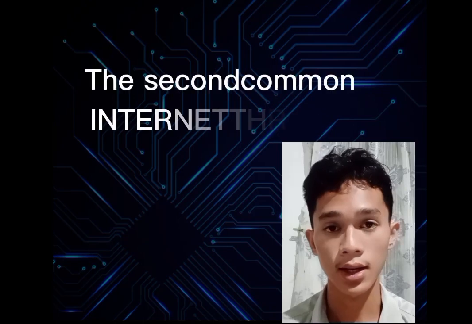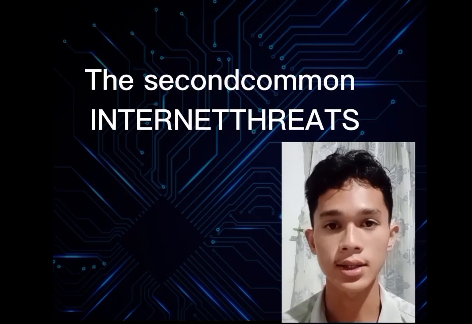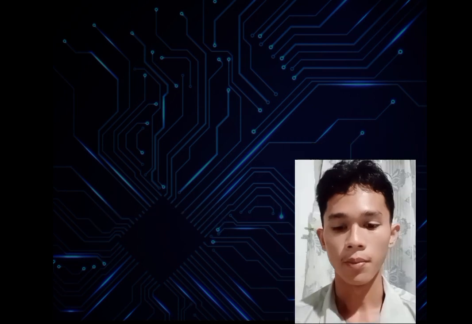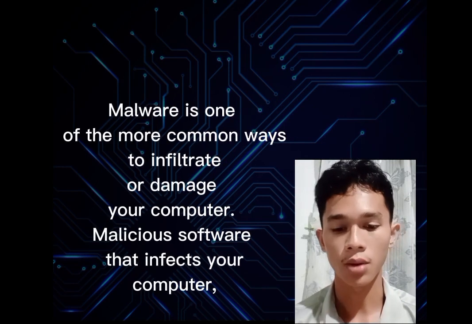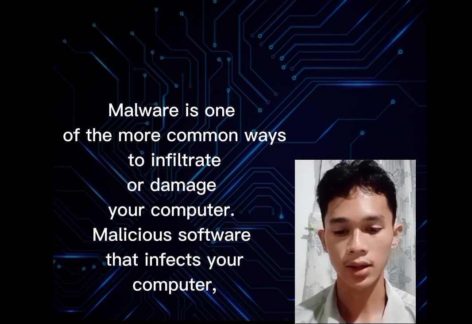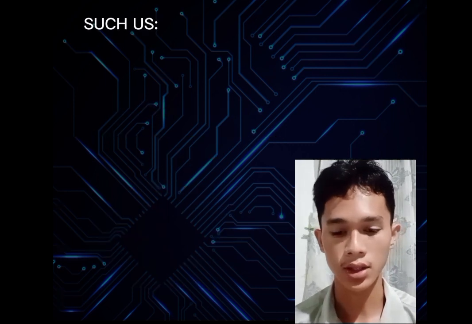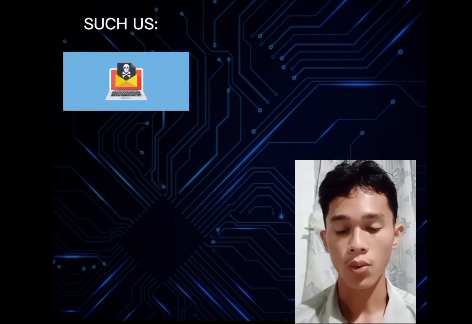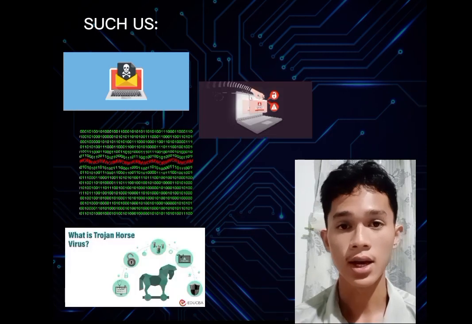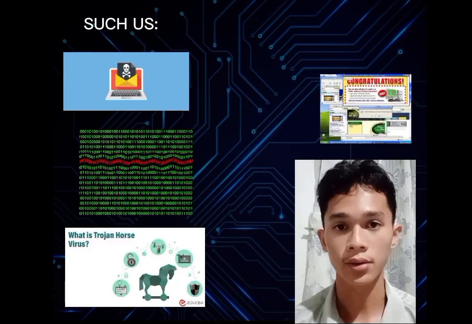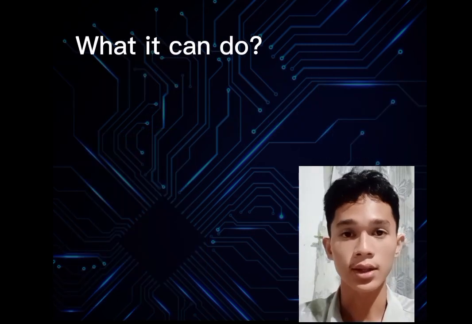So, the second common internet threat is malware. Malware is one of the more common ways to infiltrate or damage your computer. Malicious software infects your computer, such as computer viruses, worms, Trojan horses, spyware, and adware. So what can it do?